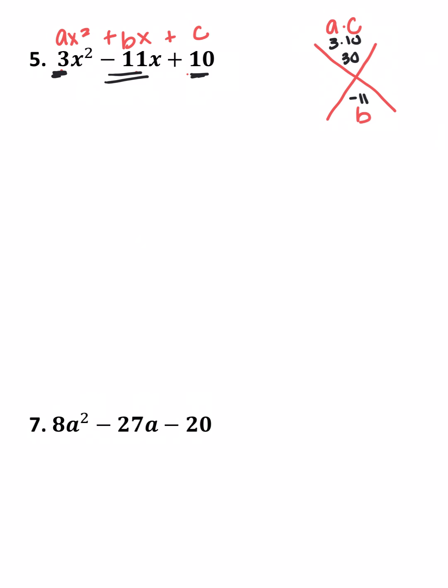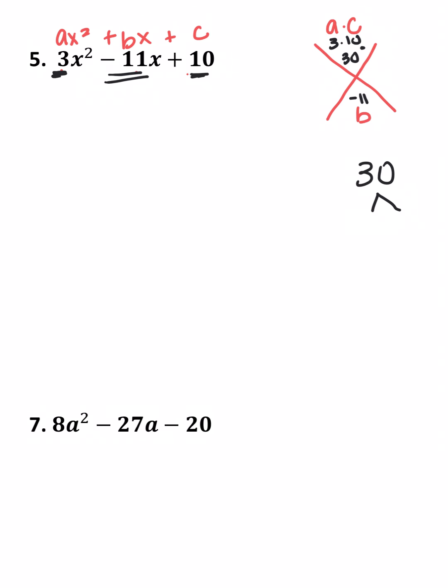All right, so I'm thinking of two numbers that multiply to get a positive 30. But when I add them, I have to get a negative number. So the only way it's possible to multiply to get a positive and add to get a negative is for both of your numbers to be negative. Because remember, a negative times a negative is a positive.